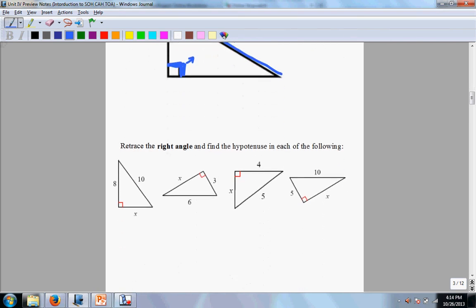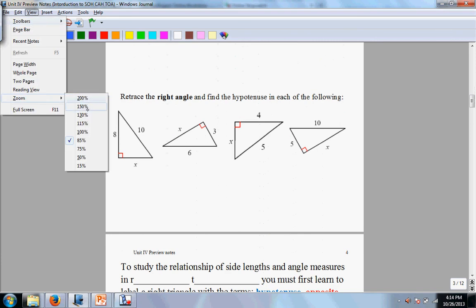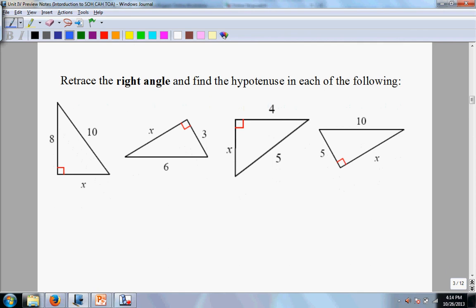So what I'd like you to do here is retrace the right angle and find the hypotenuse in the following triangles. Go.